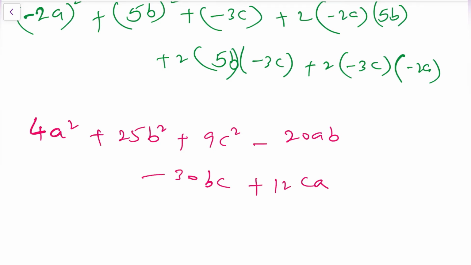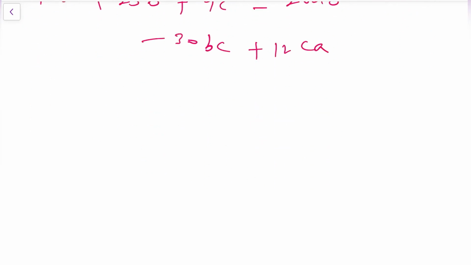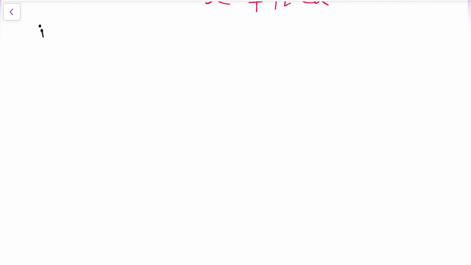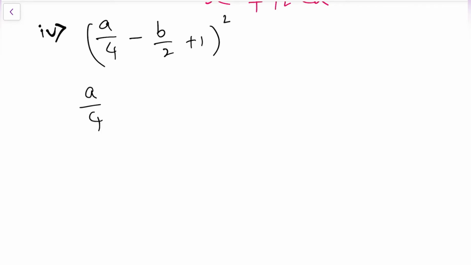Okay, let us check the next question, the fourth one. Here the fourth question is given as a by 4 minus b by 2 plus 1 whole square. So a by 4 is plus only, so as it is. Minus b by 2 I will write as plus of minus b by 2, plus 1 whole square. Now again the given question is in the form of a plus b plus c whole square.